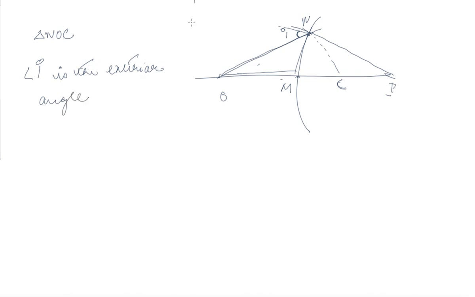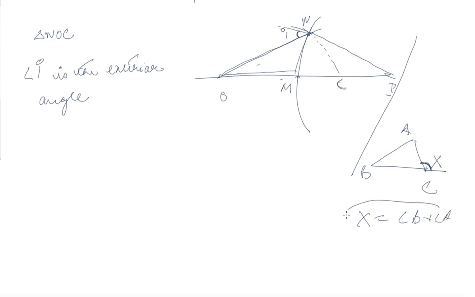Now we use the theorem for the exterior angle. Suppose this is triangle ABC. If this is the exterior angle X, then X is equal to the sum of the two interior angles, angle B plus angle A. This is the theorem that we use.